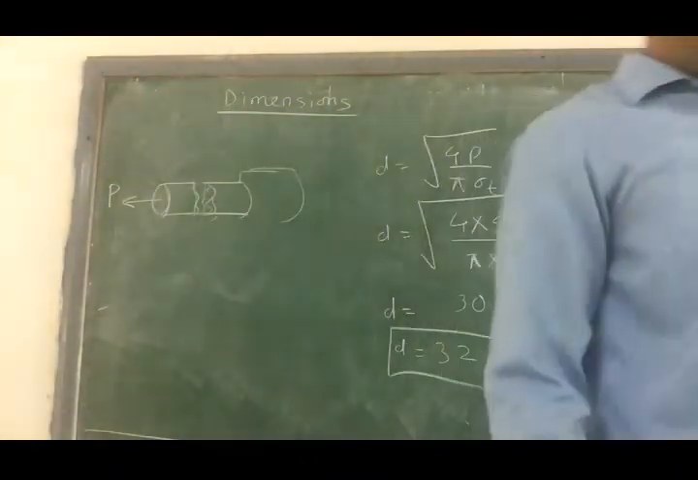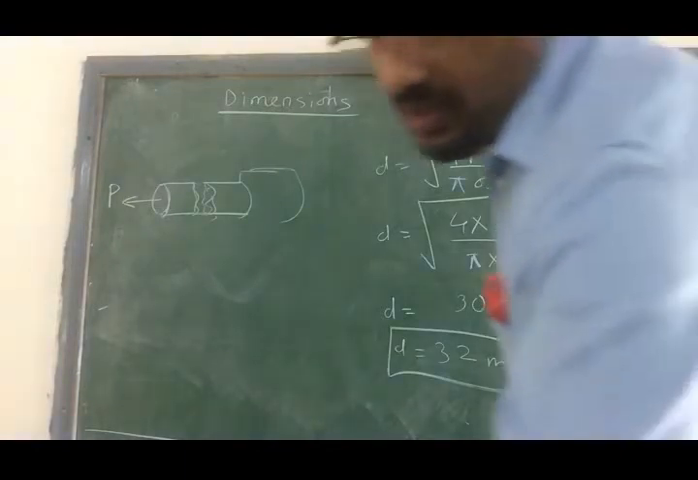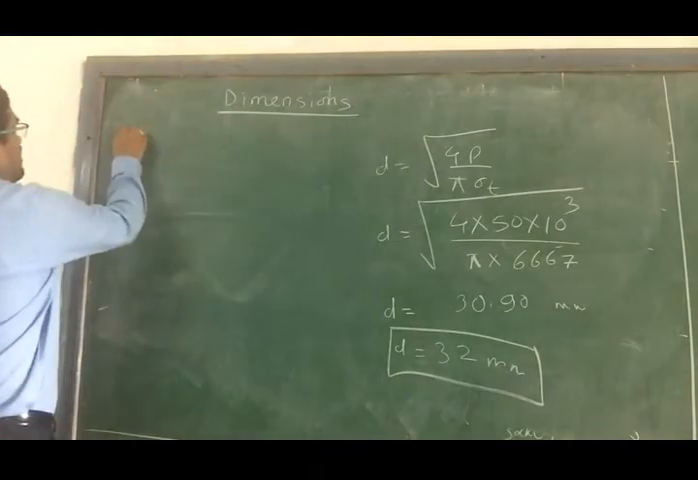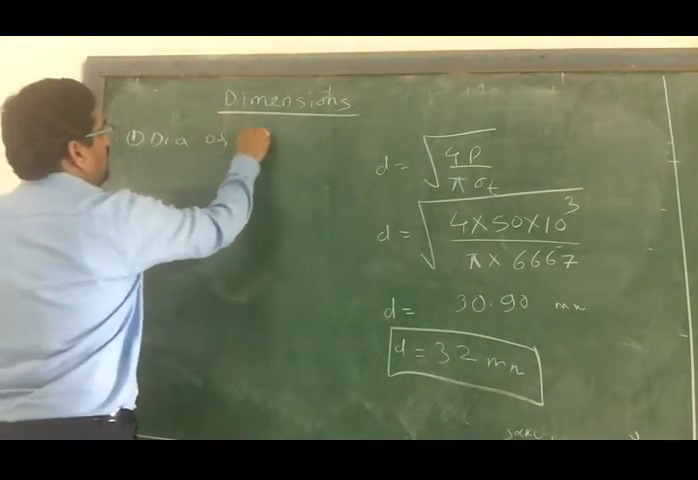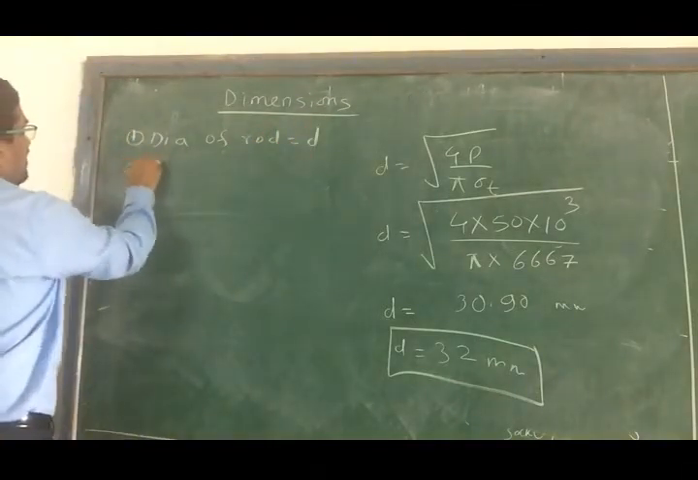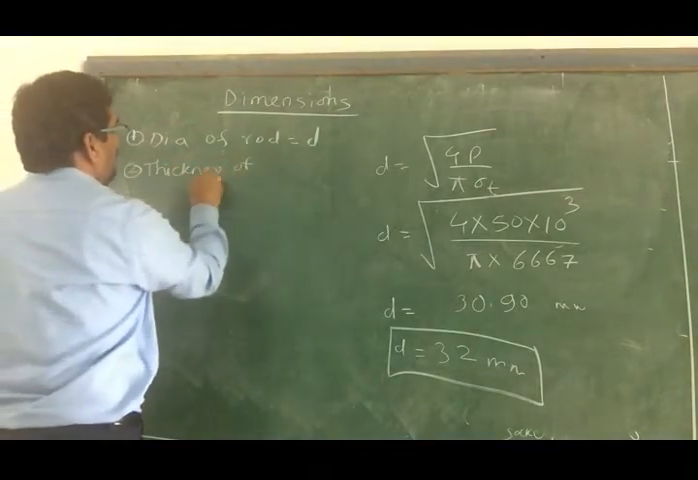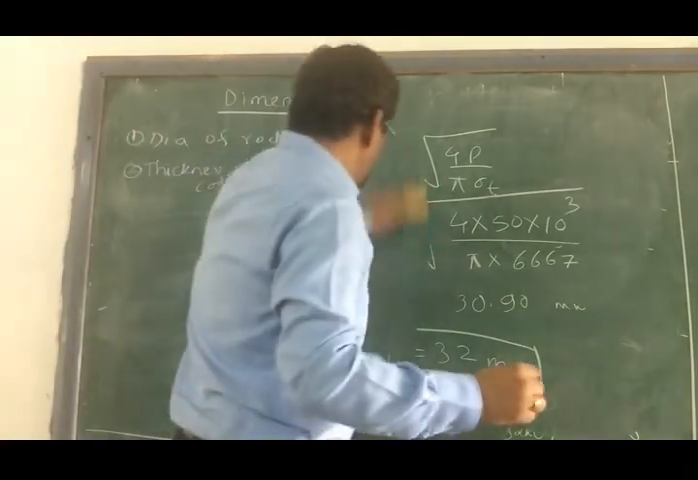Okay, this is the very first step we did. We completed the first step, which is the diameter of the rod, with symbol d. Now the second step is the thickness of the quarter, which is t. So that is the next step.